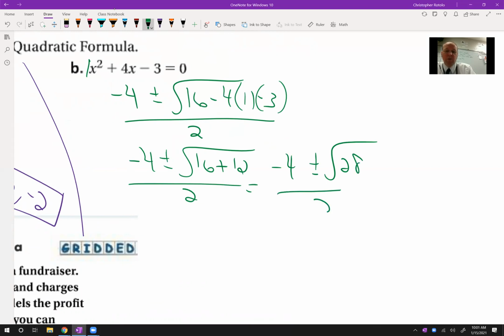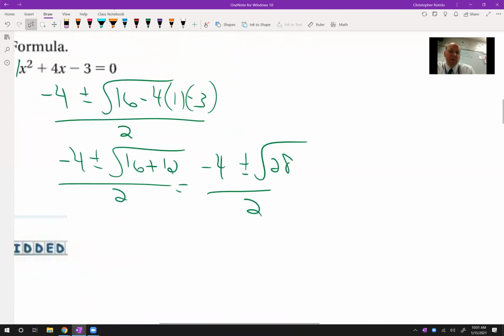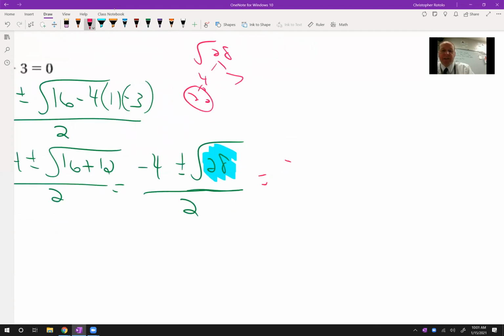negative 4 plus or minus the square root of 28. Ooh, I can tell what's going to happen here. We got some extra work to do, my friends. Isn't that exciting? It's exciting. Get excited. Okay, here we go. The square root of 28. What's that made up of? 4 and 7, 2, 2. All right. So now we have negative 4 plus or minus 2 square root 7.